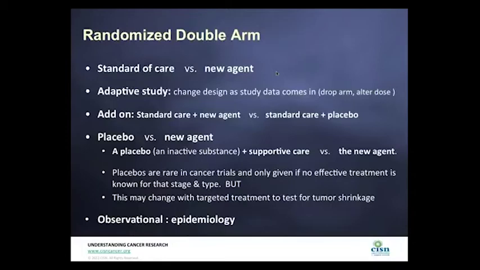So mostly the placebo versus new agent is for things like arthritis drugs or some of the things that aren't going to be harmful if you don't get anything. So if your knee hurts a little bit longer because you get in the placebo group, it's not going to really harm you. You're just going to be in pain a little bit longer. So placebos are used in those kind of studies, not in cancer studies. This may be changing a little bit with targeted treatment to see if there's tumor shrinkage. Remember we talked a little bit about the phase zero. So this is something that is working its way into cancer. But it won't be ever given in a way that standard care is being denied to people.